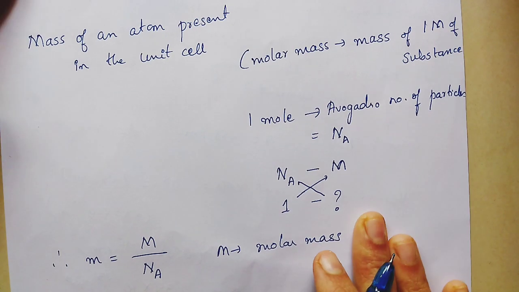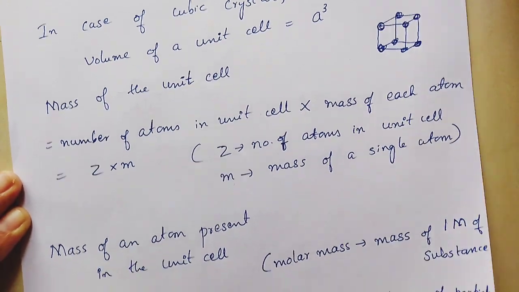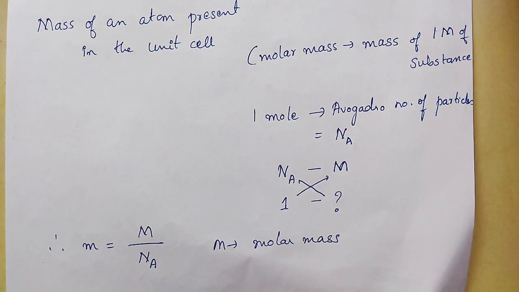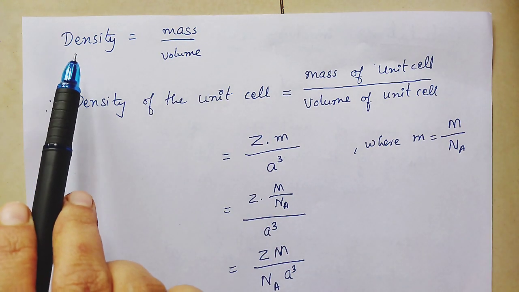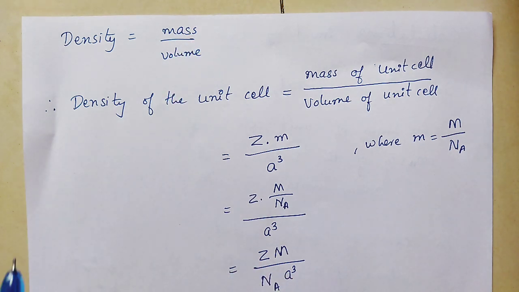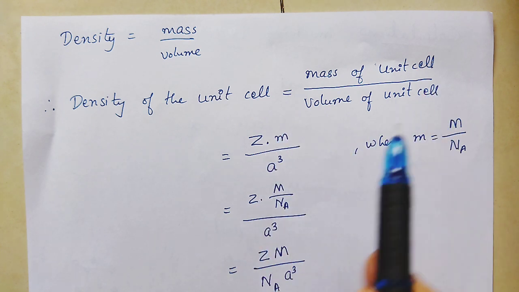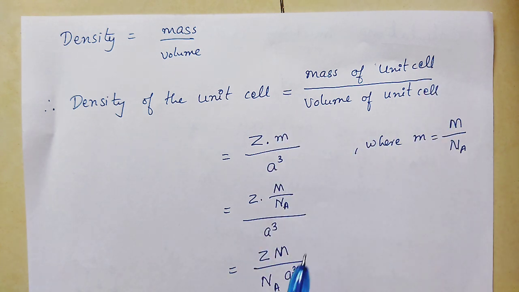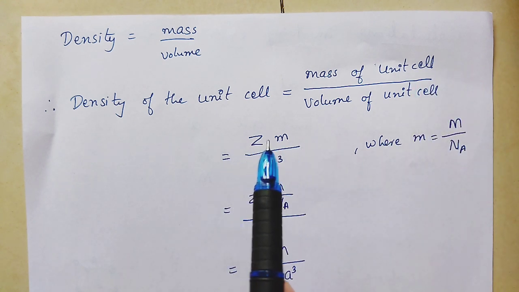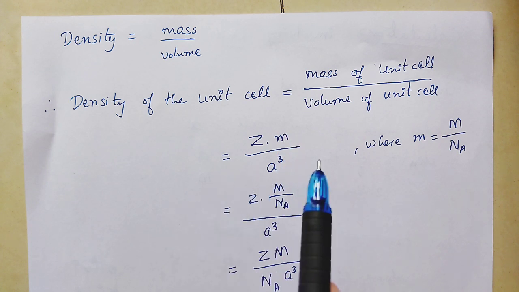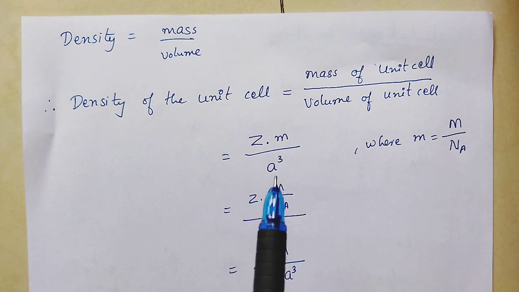Now that we have the expressions for the volume of the unit cell, the mass of the unit cell and the mass of an atom present in the unit cell, we can calculate the density of the unit cell too. We have the simple formula for density, that is equal to mass by volume. Therefore, density of the unit cell will be equal to the mass of the unit cell by the volume of the unit cell. We already have the expression for the mass of the unit cell, that is Z into m, the number of atoms present in the unit cell into the mass of each atom, divided by the volume of the unit cell, that is a cube. a is nothing but the edge length.